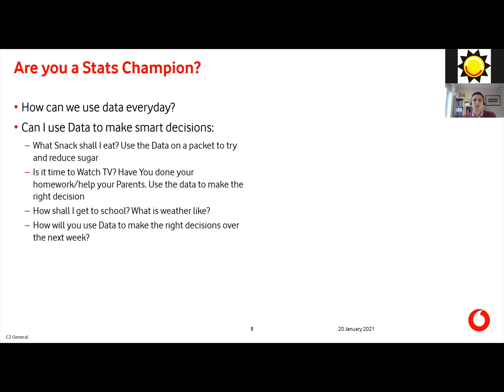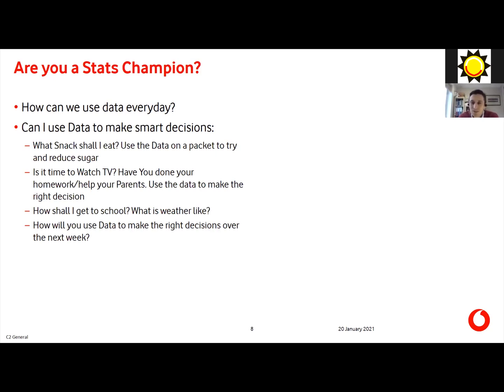Okay, so we've briefly gone through how we can use data every day to make smart decisions. So I'm going to give you a number of examples now where you're going to ensure that you understand that you today make smart decisions using data. So what snack do you want to eat? You will understand that a sugary snack with lots of chocolate in it isn't necessarily the most healthy thing. So you might go to your parents and suggest a healthier snack rather than a chocolatey one, knowing that you will get a snack if it's healthier.